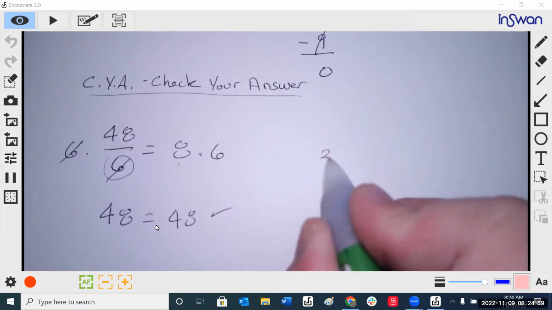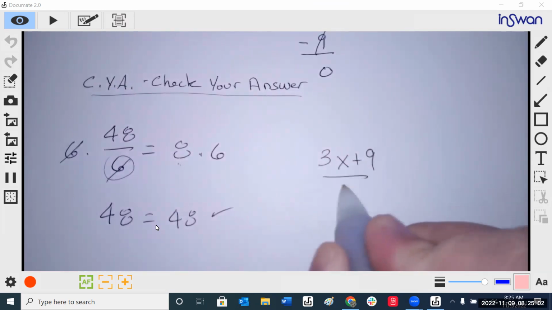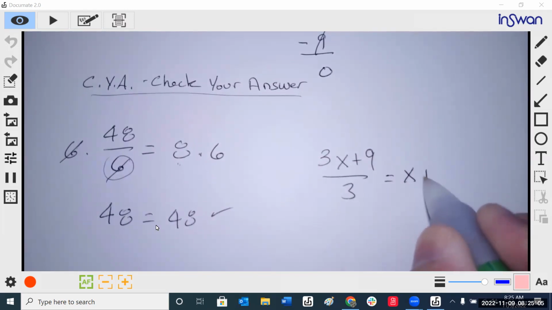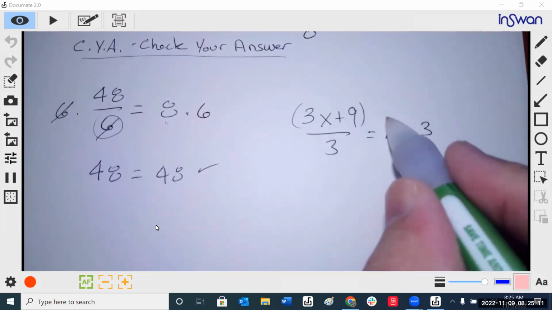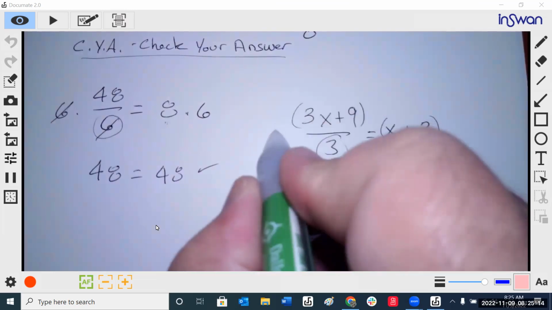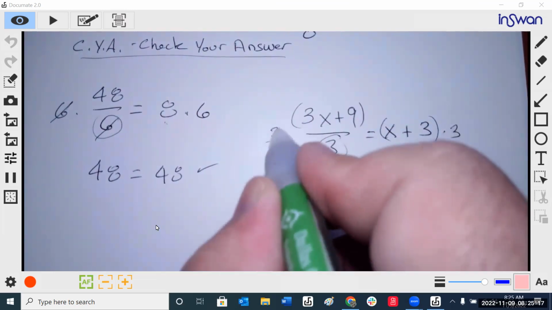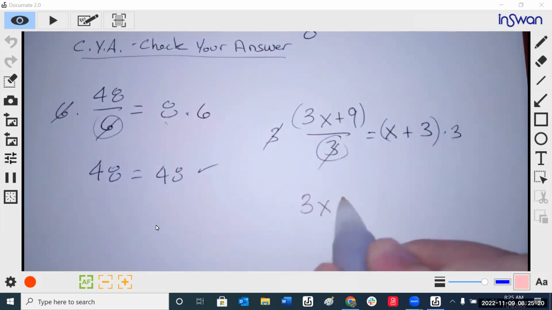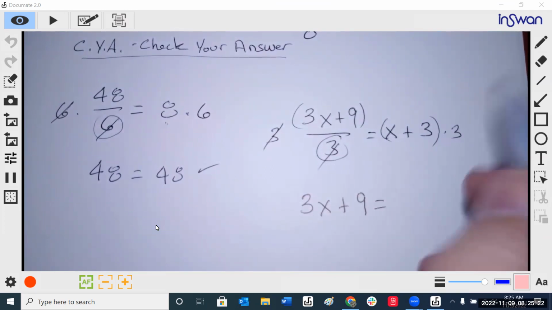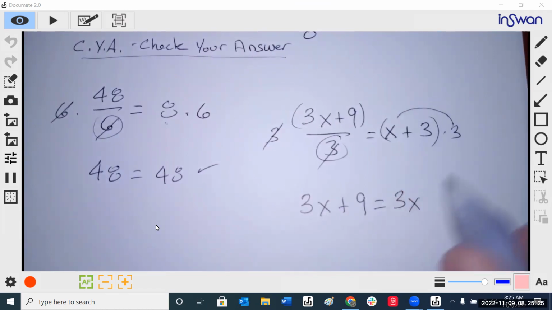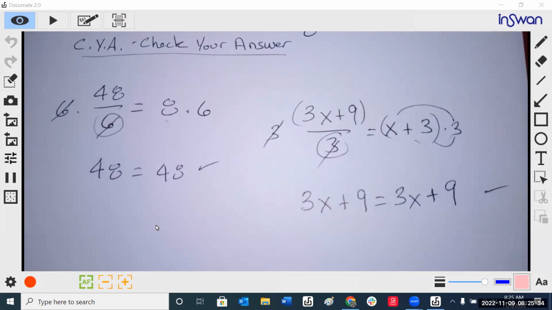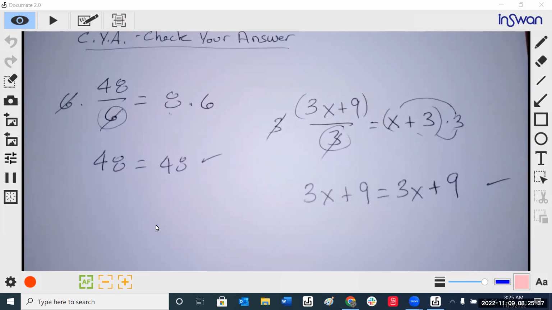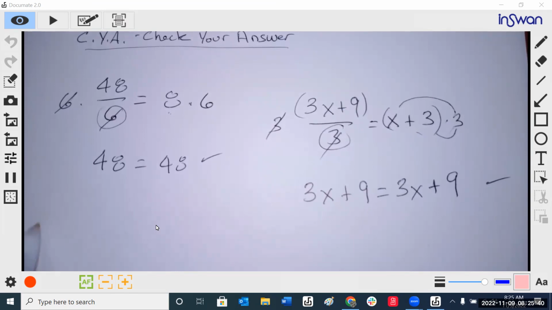The same thing here. 3x plus 9 over 3. We say it equals x plus 3. So multiply both sides by what? Whatever's on the bottom. Multiply both sides by 3. Those cancel. Three times x is 3x. Positive times positive is positive. 3 times 3 is 9. And they check. That's how you check your answer. So far, so good? Now we're going to start building up from there.